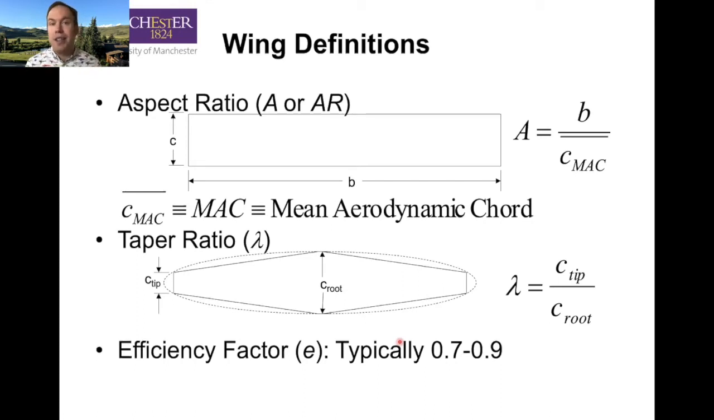Elliptical wings are ideal, but they're not realizable in reality. Therefore, it's actually often better to just have a simple rectangular tapered wing or a slightly curved wing to get that ideal or closer to ideal lift distribution.